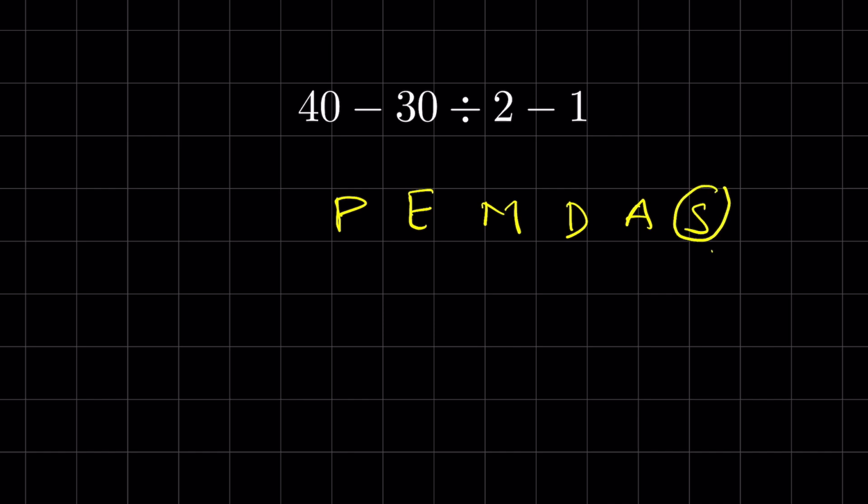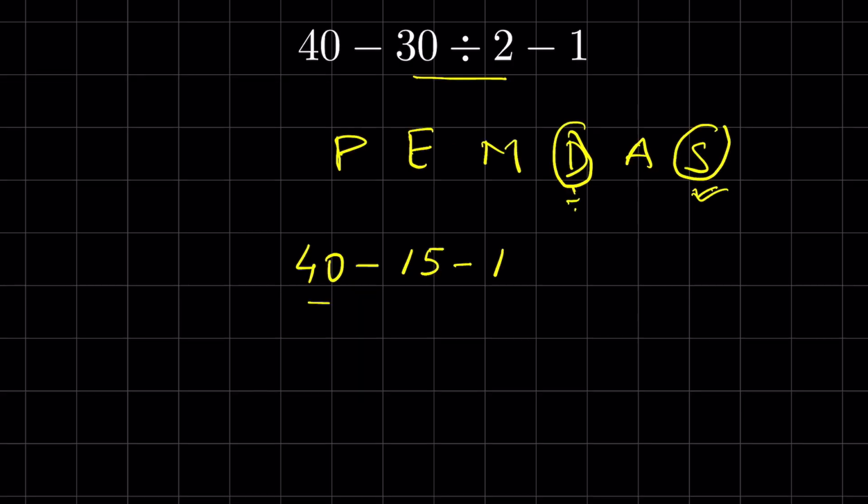Before subtraction you have to do division. So in this question we will first do division and then the subtraction. So it will be 40 minus 30 divided by 2, which is 15, then minus 1.